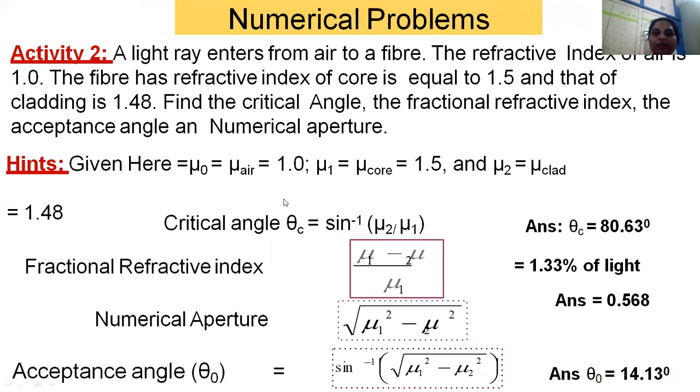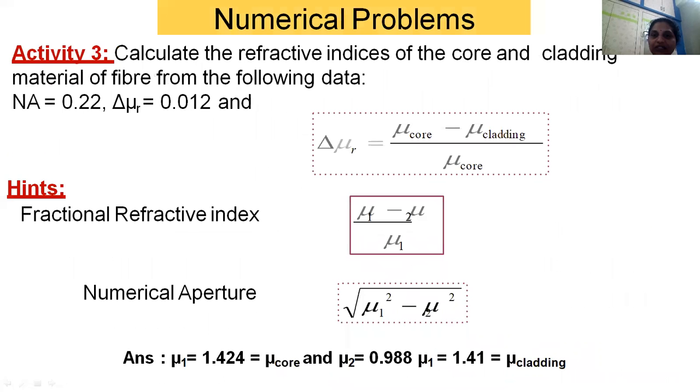Similarly, in the second problem, the refractive index of core and cladding are given. We have to calculate the fractional refractive index and the numerical aperture. Fractional refractive index is n1 minus n2 by n1. If we substitute, we get 1.33. Numerical aperture is root of n1 square minus n2 square. We get this answer. And the acceptance angle is sine inverse of root of n1 square minus n2 square. So we get 14.13 degrees.